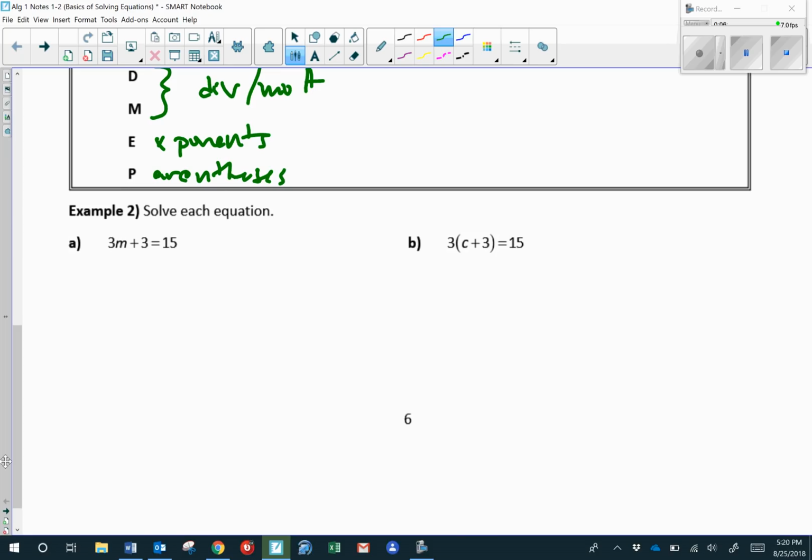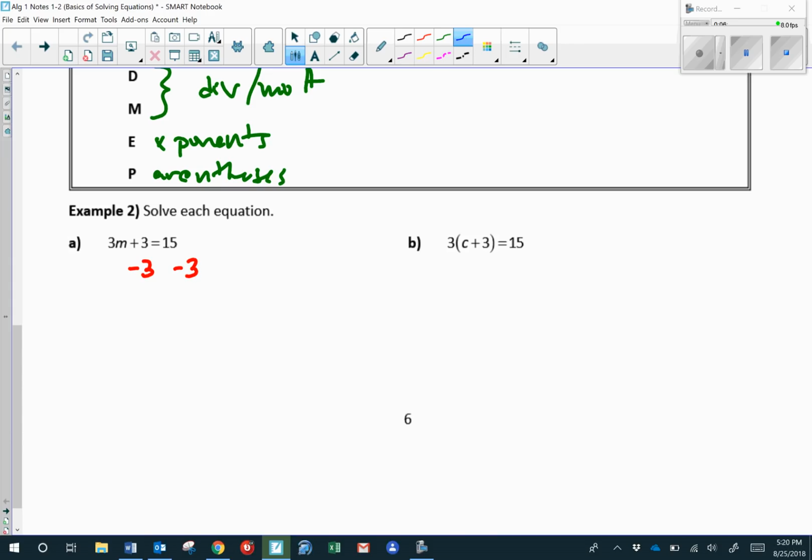Okay, so in example 2, part A, we have 3m plus 3 is equal to 15. I want to think about what's being done to m. In order, m would have to be multiplied by 3 first, and then we would add 3 to it. So if we want to undo those operations, we have to undo the adding of 3 first.